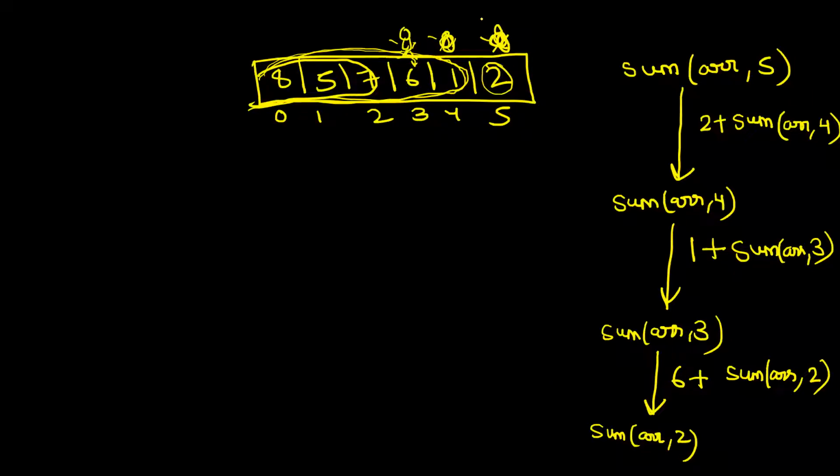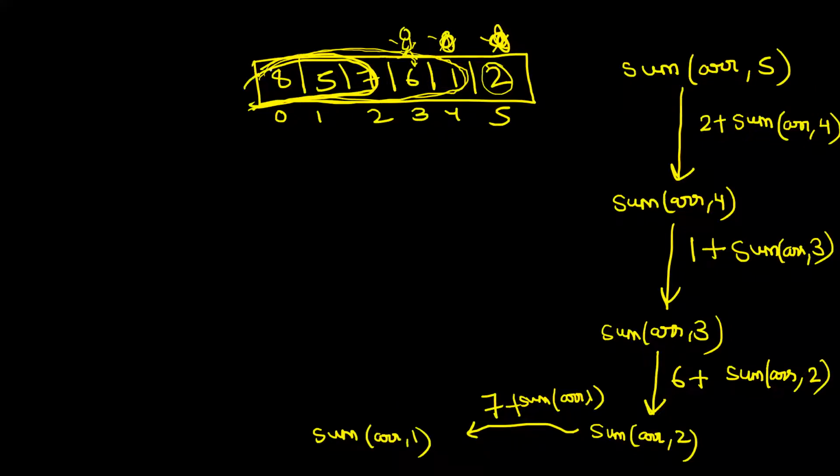Sum ARR comma 2. That is, I want the sum of all the array elements starting from index 0 till index 2. This is also a very difficult task. So what do I say? Is 2 a valid index? Yes, it is. So the sum of the array elements from index 0 till index 2 is nothing but 7 plus the sum of all the array elements from index 0 till index 1. The moment I call this function, this starts running. Sum of ARR comma 1.